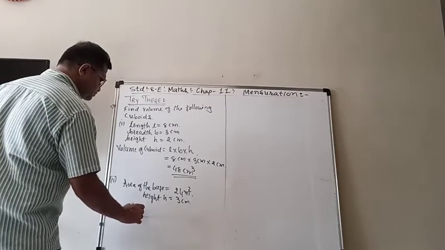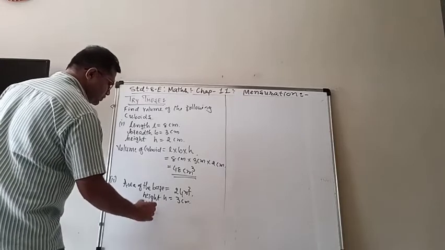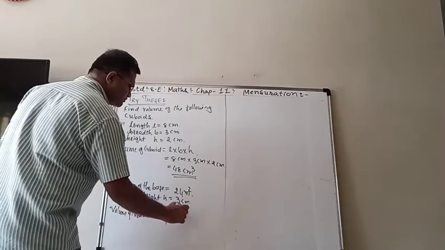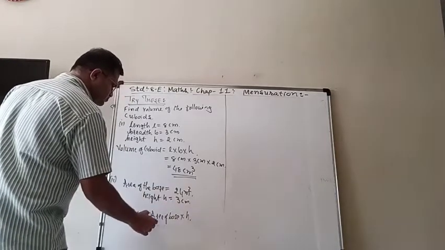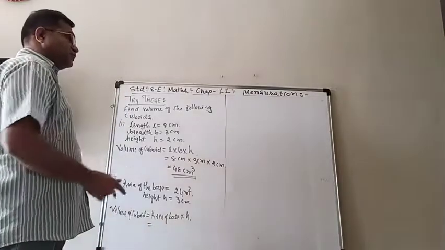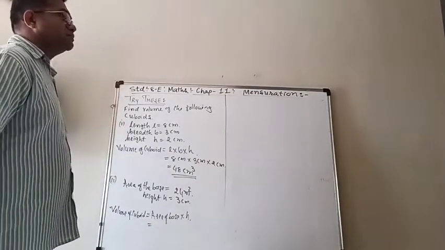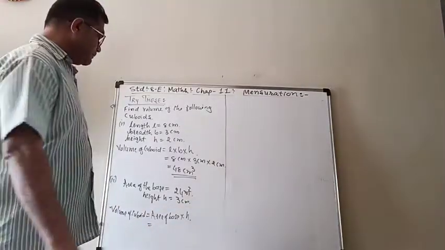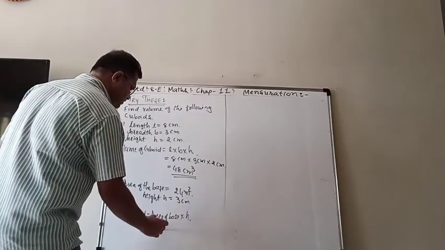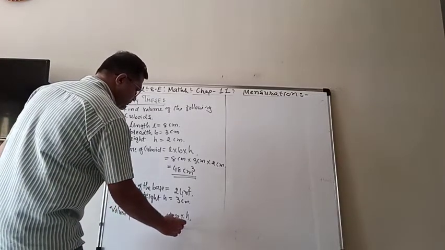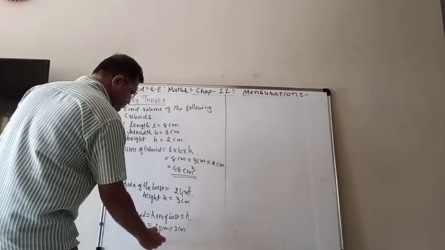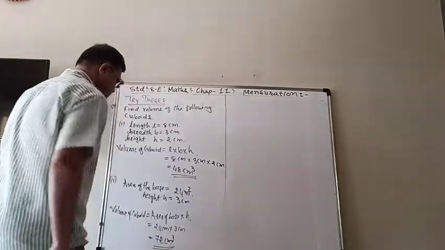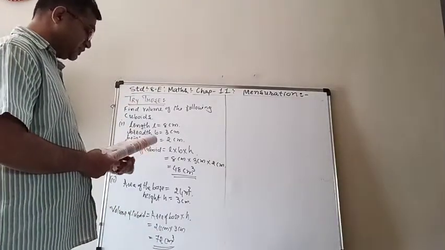cuboid is equal to area of base multiplied by height. There is also a formula. So you can add this formula in your mind, that volume of cuboid is equal to area of base multiplied by height. So 24 centimeter multiplied by 3 centimeter. 24 3s are 72. So the volume of that cuboid is 72 centimeter cube.